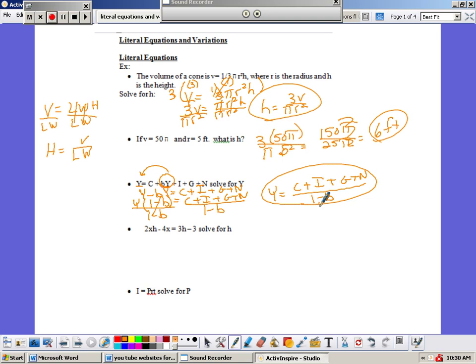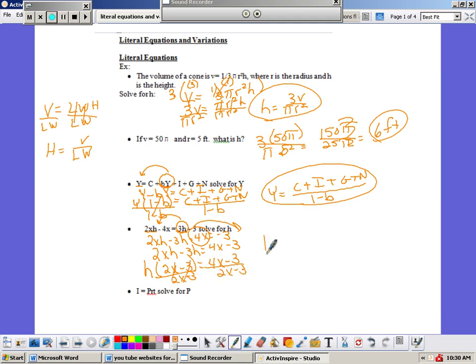Okay, so in the next one, I want to solve for h, and I have two terms with h, so the first thing I have to do is get the h's on the same side. So I subtract the 3h. The second thing I have to do is make sure that only terms with h's are on this side that I'm going to pull the h's out from. This 4x needs to move. So 2xh minus 3h equals 4x minus 3. Now I can pull the h out and get h times 2x minus 3 equals 4x minus 3, and divide by 2x minus 3.